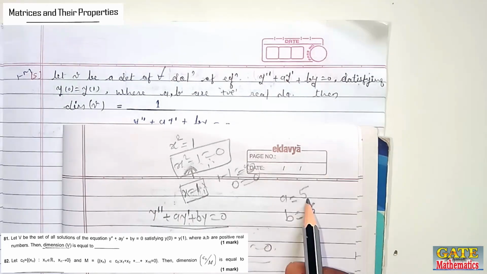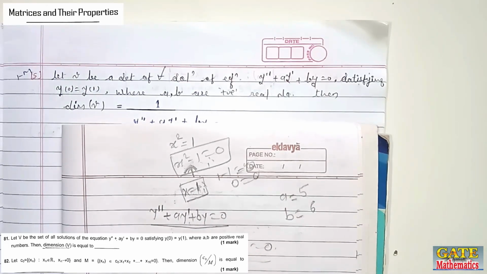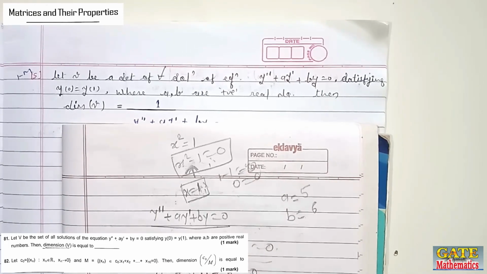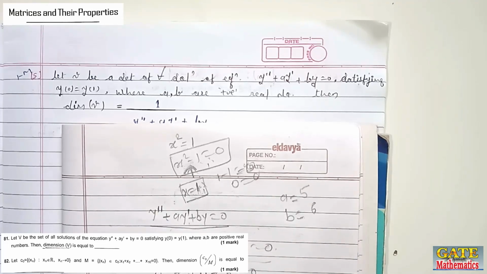If I consider a = 5 and b = 6, we get D^2 + 5D + 6 = 0. This is a quadratic equation. Now it is easier to find the roots. Let's check how the roots come.